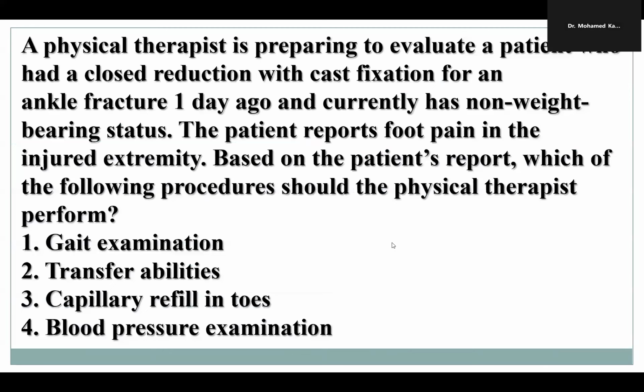A physical therapist is preparing to evaluate a patient who had a closed reduction with cast fixation for an ankle fracture 1 day ago. Recent fracture of the ankle, and the patient had a closed reduction with cast fixation. So there is no open reduction, nothing, no nails, nothing like that. It is still closed reduction and currently has non-weight bearing status. So the surgeon or the orthopedist who did this closed reduction gave a physician order for non-weight bearing status.